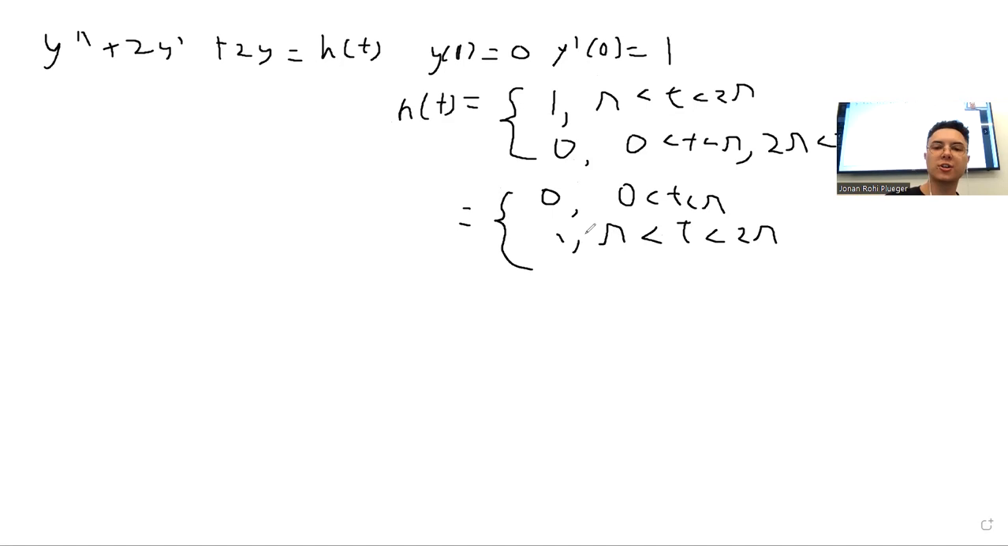At pi, we're going to turn on 1. And at 2 pi, we're going to turn 1 off. By the way, I should put the less than or equals here. Wait. How does it work?